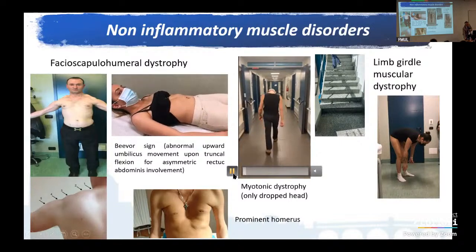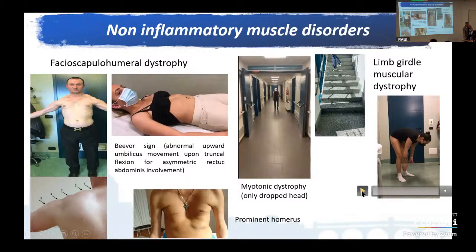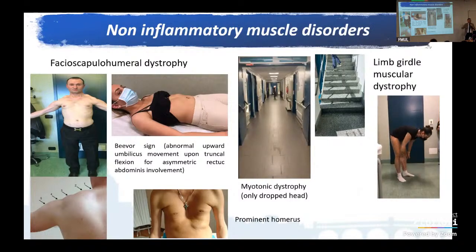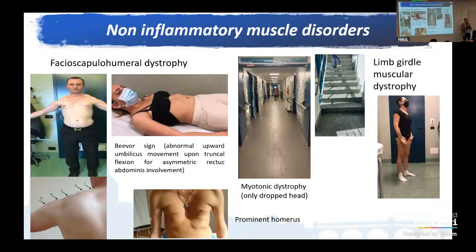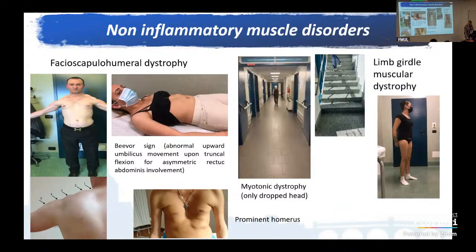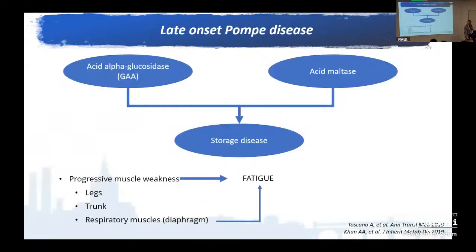Presenting with only drop head, and we have a limb-girdle muscular dystrophy. Check out this young patient as she is getting up. She's using her hands. She cannot get up easily. Take care of this aspect, really.